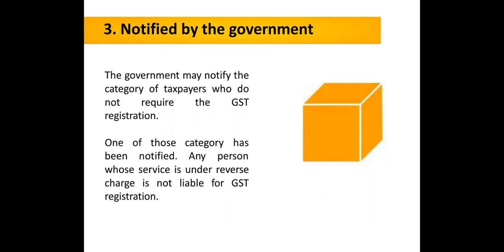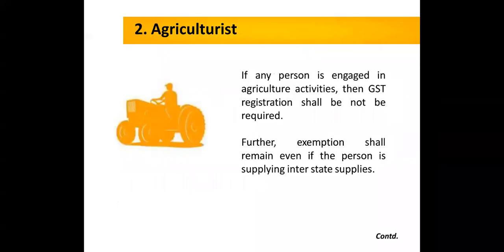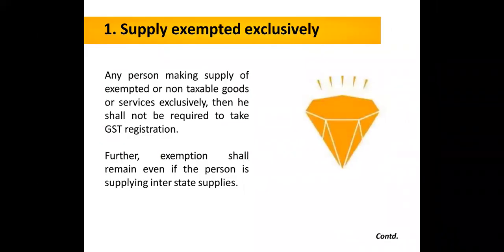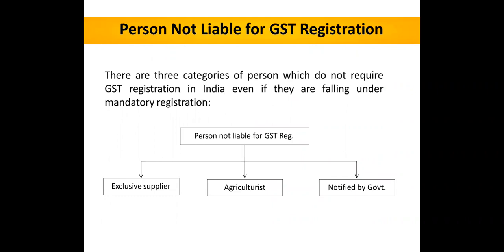The government every year will give a list of businesses. If anybody is doing a business which is notified and approved by the government, then that person doesn't have to do a registration under GST, because it is notified by the government. So these are the three persons who are not required to do the registration under GST: exclusive suppliers, agriculturists, and those notified by the government.